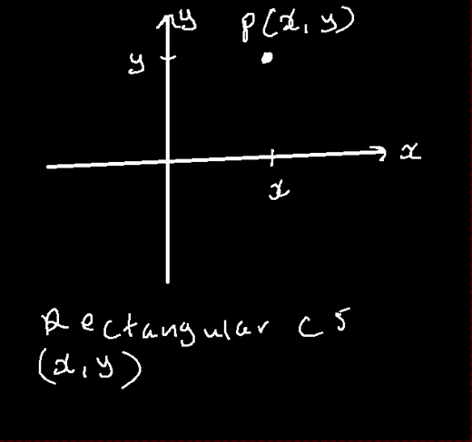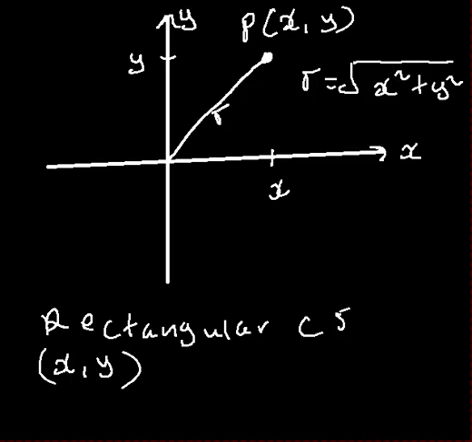And now let's think of having the distance from the origin to the point P. Let's say the distance is given as R. That corresponds to the distance from the origin to some point P. Using the distance formula, the distance R, from the origin, is given as the square root of x squared plus y squared. That's how we have the distance formula from the origin to some point P.